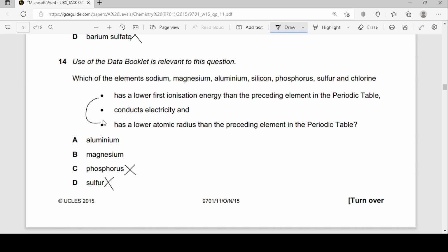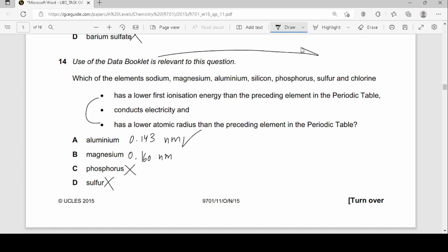Where are they even written? Yeah, here they are. So aluminium, its atomic radius is 0.143 nanometers, and for magnesium it is 0.160 nanometers. So which has the lower atomic radius? That is aluminium.